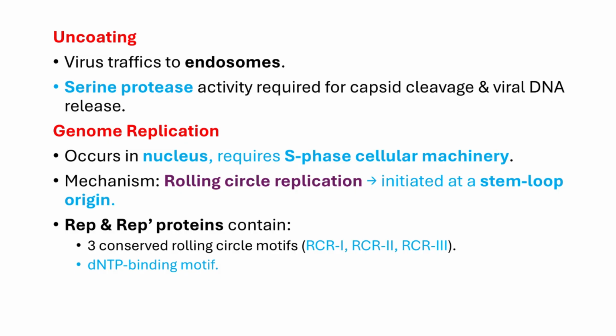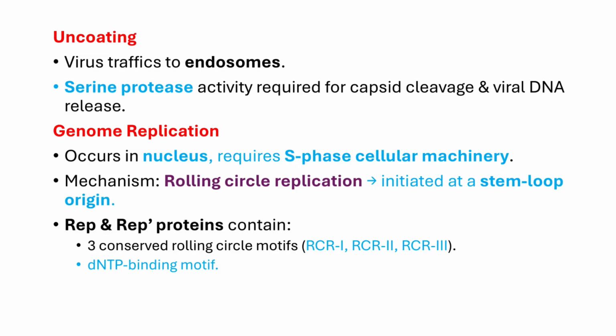Replication takes place entirely in the nucleus and depends heavily on the cell being in S phase. Because circoviruses are so small, they must rely on the host's DNA replication machinery. The mechanism used is rolling circle replication, a process that begins at a stem-loop structure located at the origin of replication. Two viral proteins play central roles, Rep' and Rep. Both contain a set of highly conserved motifs that define rolling circle viruses.